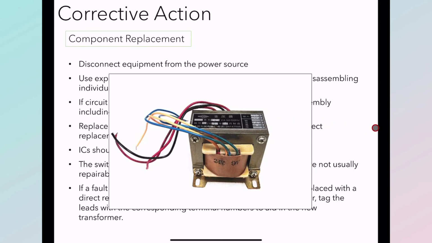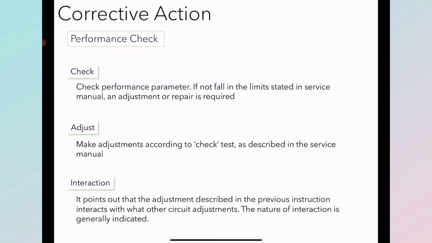Okay, once we have replaced the components, the last step is to check its performance. In order to check the performance, there are 3 steps included. First is check, then adjust, and then see the interaction. So the check is actually of the performance parameter limits, which are given in the service manual, that we have to check for certain performance parameters. Their values should be within the limits stated in the service manual, like how much current, what type of output signal, and how much the amplification should be.